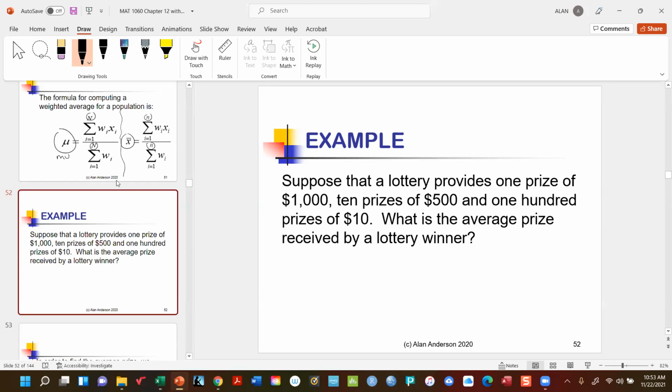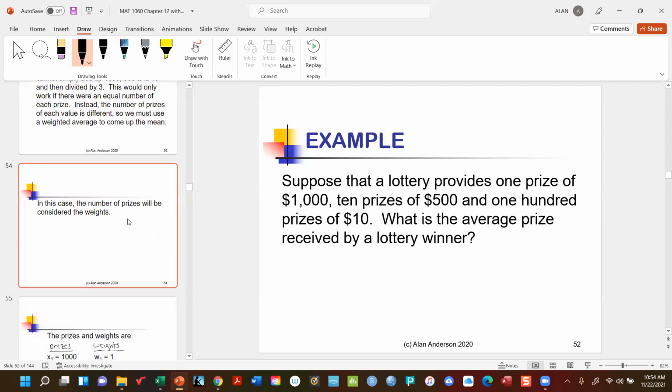Now, you might be tempted to say, well, why don't we just add up 1,000, 500, and 10 and then divide by 3? It seems like the right way to do it, but that would be wrong, because we have a lot of $10 prizes and only one $1,000 prize. And so therefore, we're not going to simply add them up and divide by 3. We're going to calculate a weighted average. The weights will reflect how many prizes there are of each value.